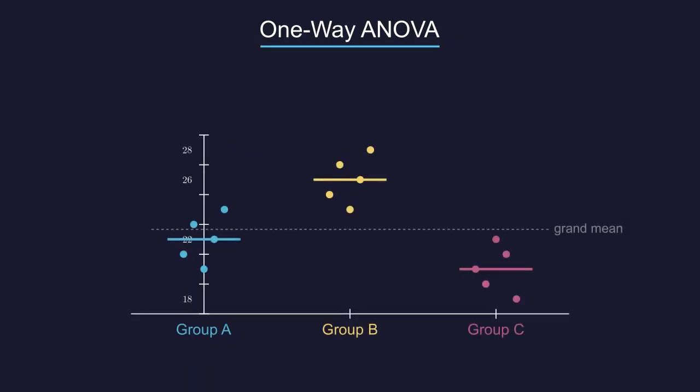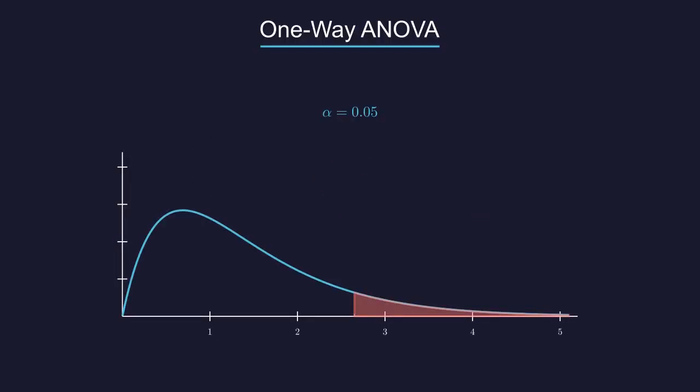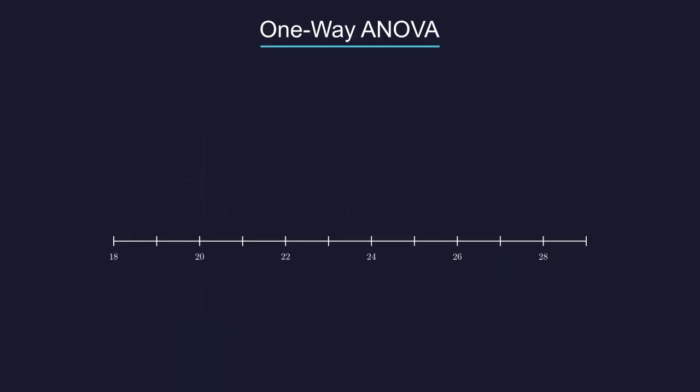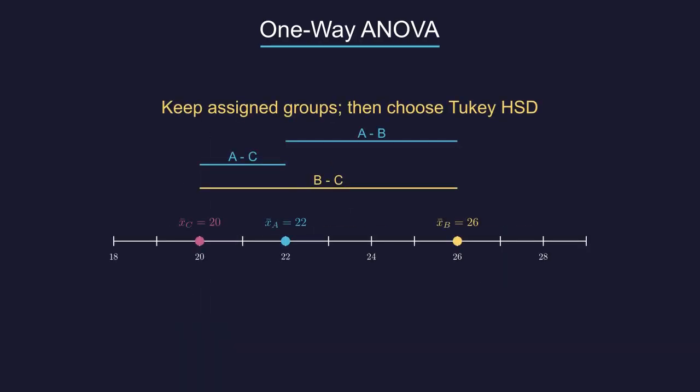Independent plots receive fertilizer A: 21, 23, 20, 22, 24; B: 25, 27, 24, 26, 28; and C: 20, 19, 22, 21, 18. The pre-specified analysis is a one-way ANOVA at alpha equals 0.05, followed by Tukey-Kramer comparisons if the omnibus null is rejected. Enter the three groups in their assigned order and choose Tukey HSD.